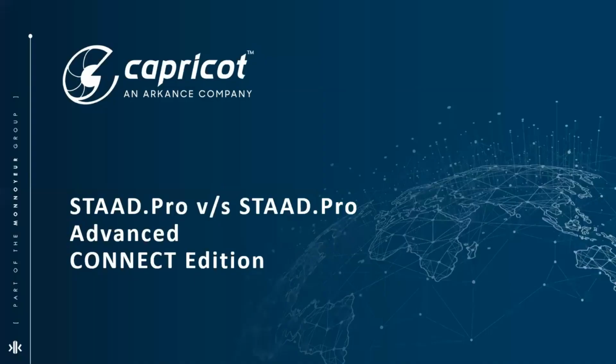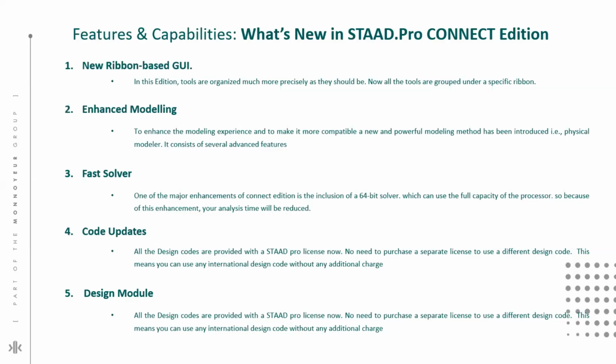And what's new in Stat Pro Connect Edition? New ribbon-based graphical user interface, enhanced modeling capacity, fast solver, code updates. There are many codes implemented in Stat Pro Connect Edition, like the IS 875 wind analysis code, which wasn't in the previous version V8i. And different design modules are also included in Connect Edition.